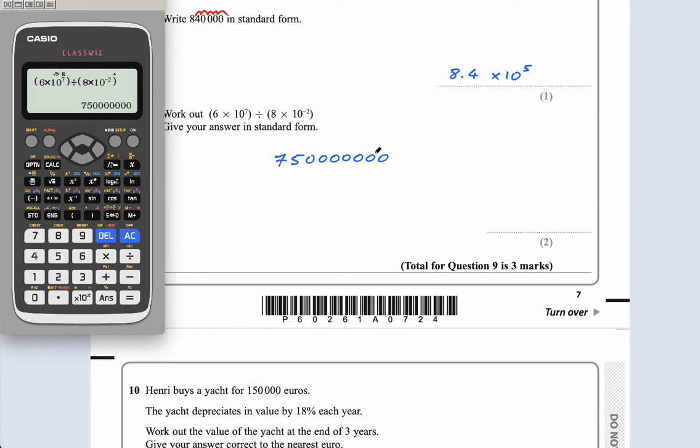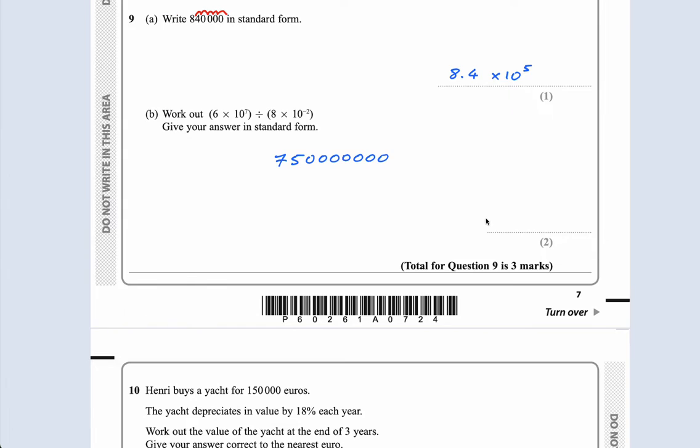Then I need to put this in standard form. So this is 7.5 times 10 to the power of, go to here and I go 1, 2, 3, 4, 5, 6, 7, 8. So it's 10 to the power of 8.